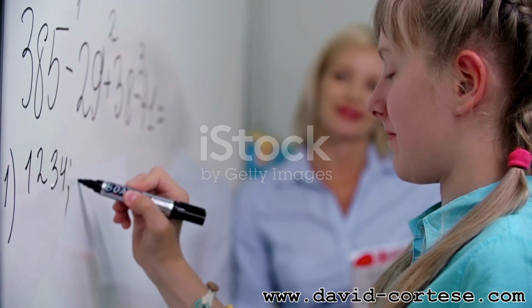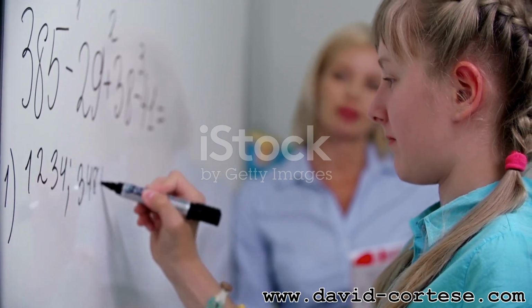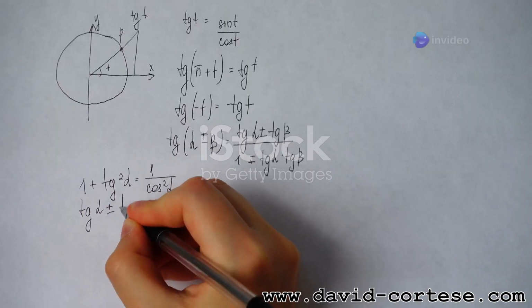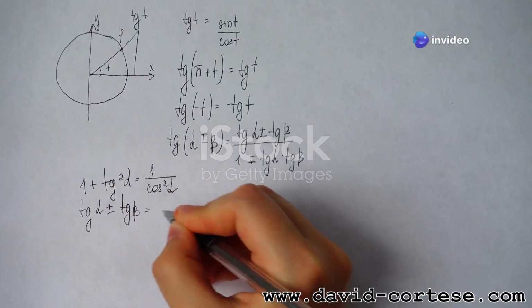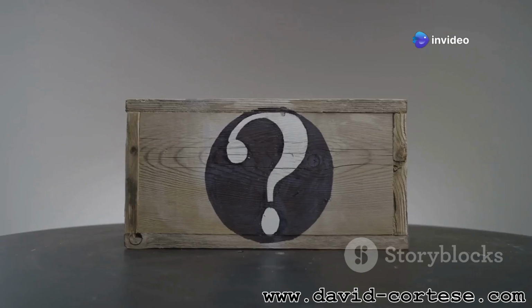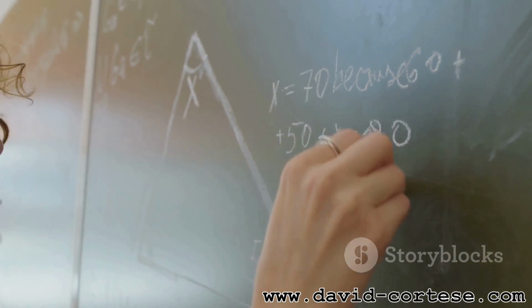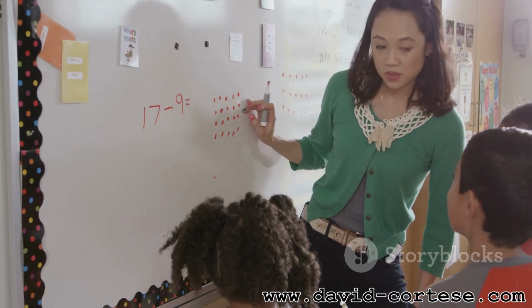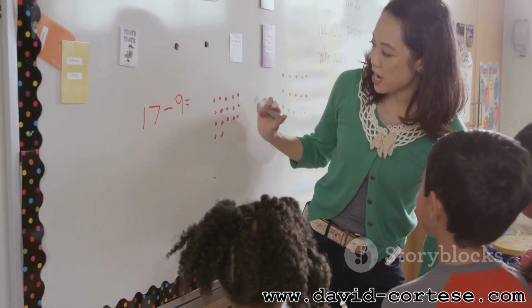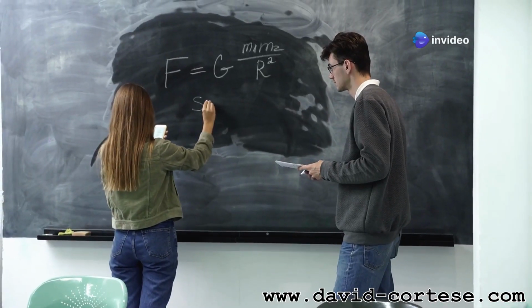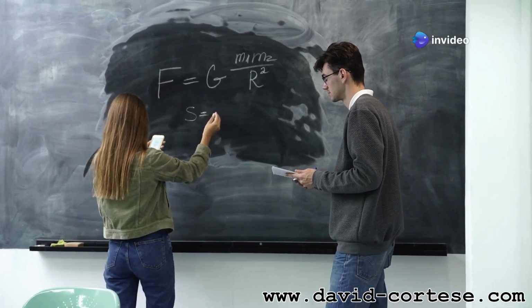In algebra, we use letters like X or Y to represent unknown numbers. These letters are called variables because their values can change depending on the problem. Think of variables like empty boxes waiting to be filled with numbers. Alongside variables, we have constants. Constants are numbers that always stay the same, like 3 or -7. They're like the reliable friends of variables, always there to lend a helping hand.